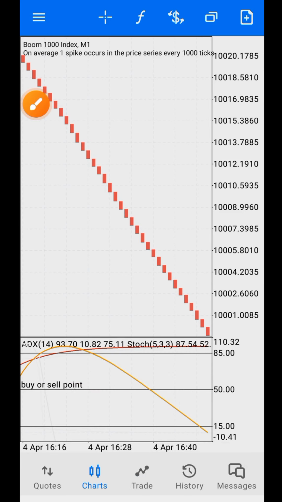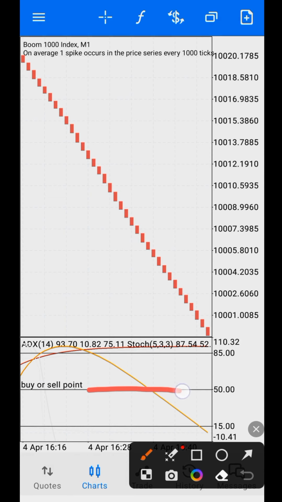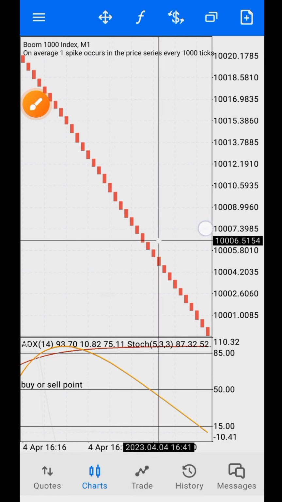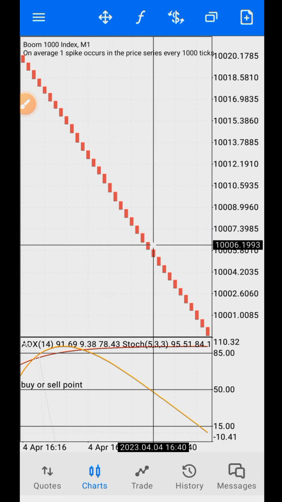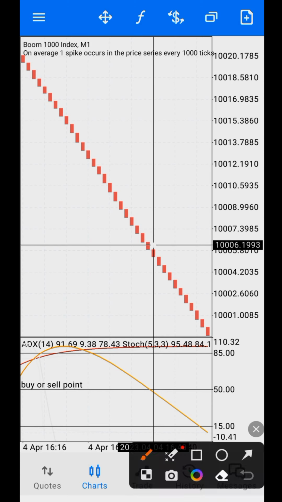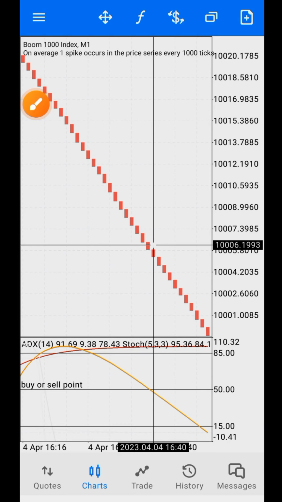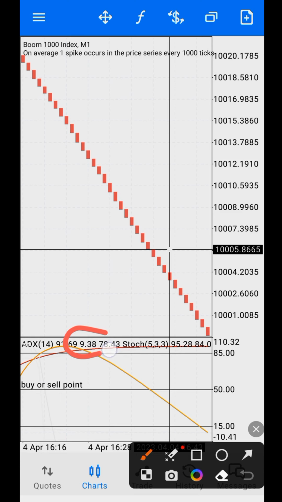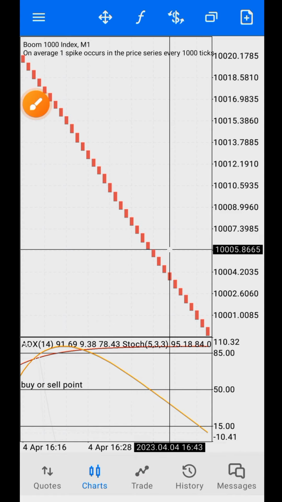You know, Boom. When the price comes to here, trading Boom, you know you are going to sell. After confirming the breakout, just bring out your cross here, and make sure the line has crossed the 50 point clearly. You understand? So when you are selling, confirm the crossing. The crossing must happen above the 85 level, then sell when it crosses the 50 level.